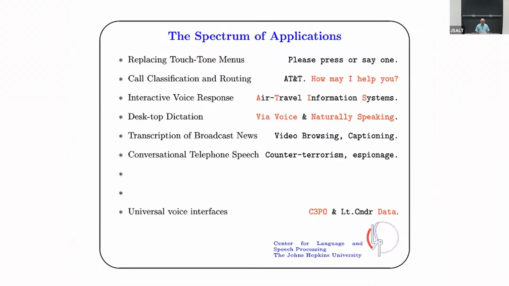Dialogue. DARPA, how many of you have heard of DARPA? DARPA is the Defense Advanced Research Projects Agency. They've been responsible for a lot of AI technology in the world. They've been funding basic science in universities and companies for decades, right? So DARPA said, hey, let's make these dialogue things real. So they funded the creation of something called the Air Travel Information System, or ATIS.